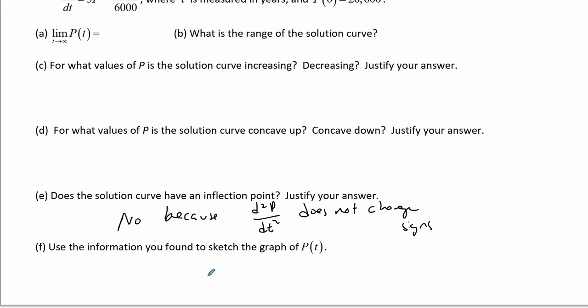Well, what about the sketch now? If my carrying capacity is 18,000, which is that dotted line there, but my initial is 20,000, which is up there, and it's concave up but decreasing all the way, it's going to look like that, all the way to infinity.